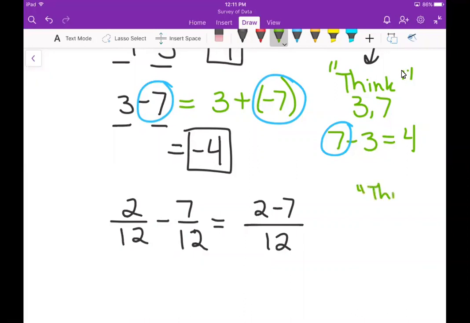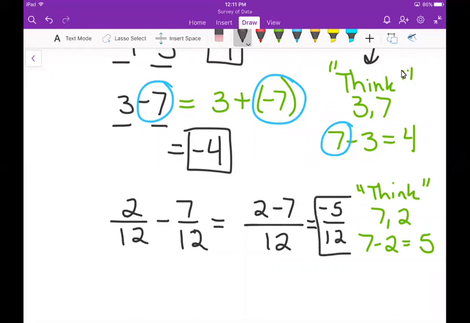I can think, okay, I'm dealing with the numbers 7 and 2, so let's do the easier subtraction problem to know that my answer is going to be some version of 5, positive or negative, but I have a smaller number and I'm taking away more than I have. So that should end up being a negative number in the end. So my final answer should be negative 5 over 12.